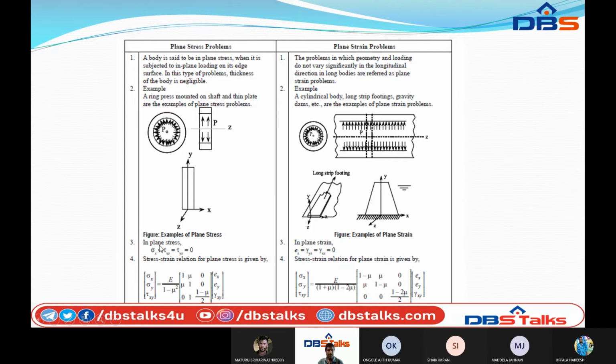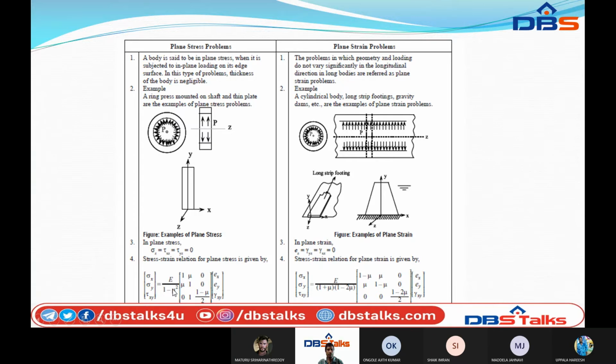In that condition, in plane stress, sigma z, tau xz, tau yz, that means the stresses which act in z direction, whether normal stresses or shear stresses, are completely negligible or zeros, directly equal to zero. The stress strain relation for plane stress: we completed the plane strain problem, but in plane stress condition, I am taking only sigma x, sigma y, tau xy. Sigma z and tau yz, tau xz will be negligible, that is zeros.